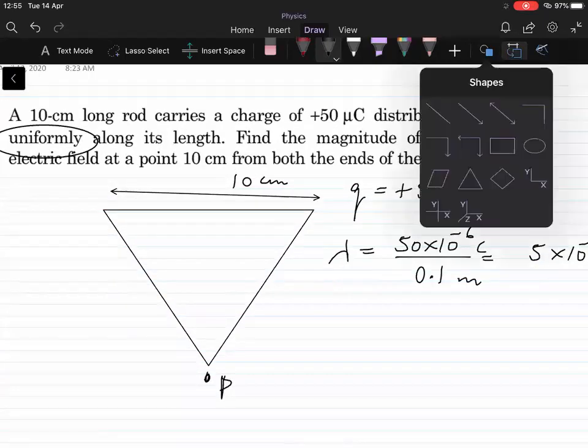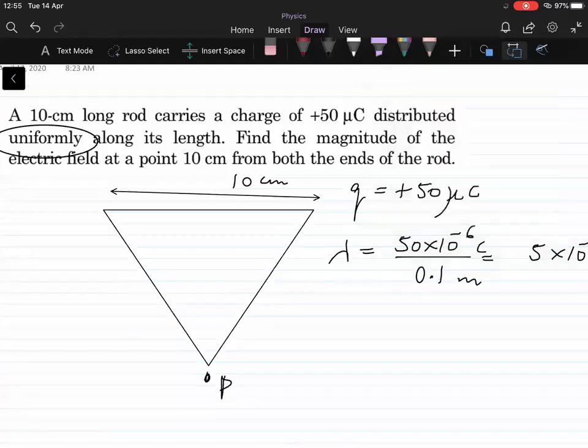Now the second aspect is you have to find out this distance d. It is given that this is also 10 centimeter and this is also 10 centimeter. Okay, the point is at 10 centimeters away from both the ends of the rod. So this is the end of the rod.